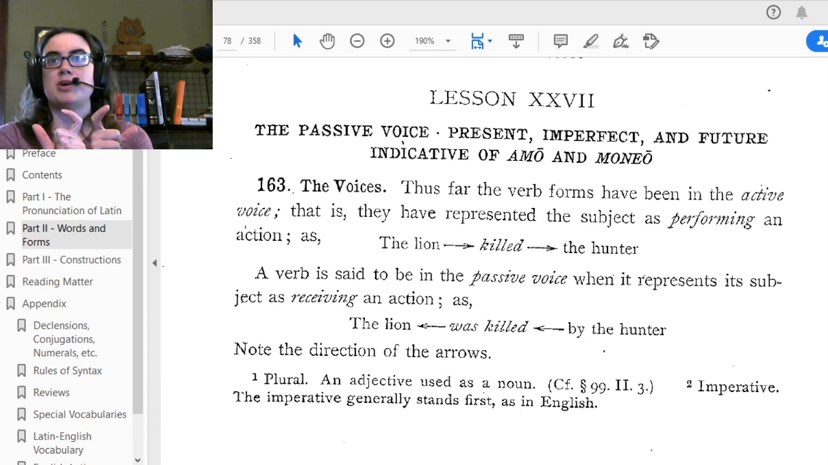Rouse tries to imagine what it would mean to be passively. Exactly. It like breaks your brain.